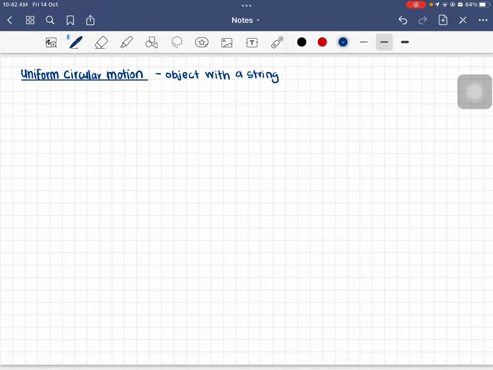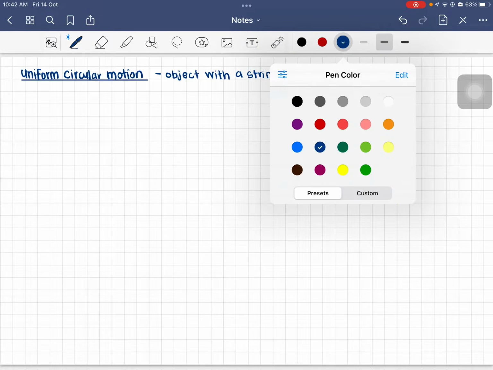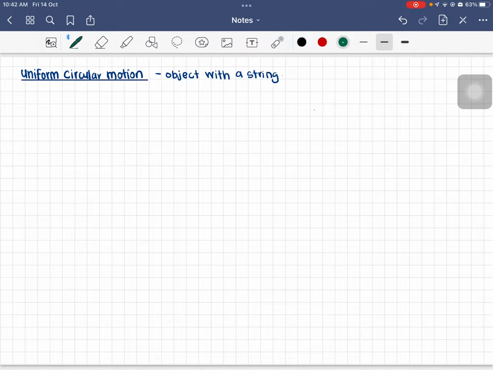Now, we want to consider uniform circular motion for an object with a string. So, awak ada contoh satu pendulum kan? Satu pendulum. And then, awak gantungkan dia dengan tali. So, this situation, ada 3 situasi yang kita boleh ambil kira. Situasi yang pertama, apabila you rotate the object secara horizontal.